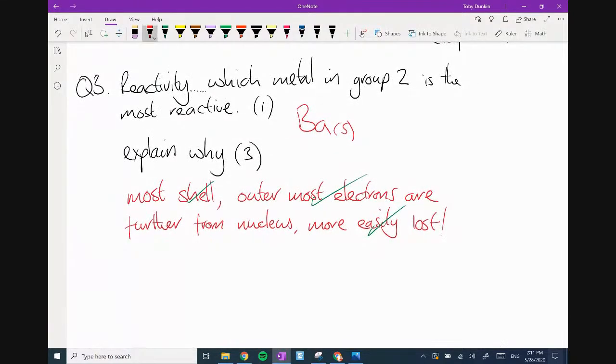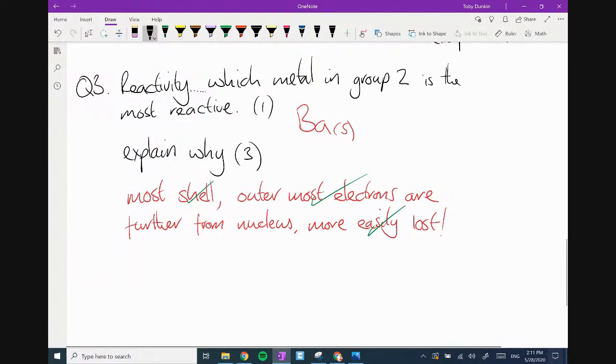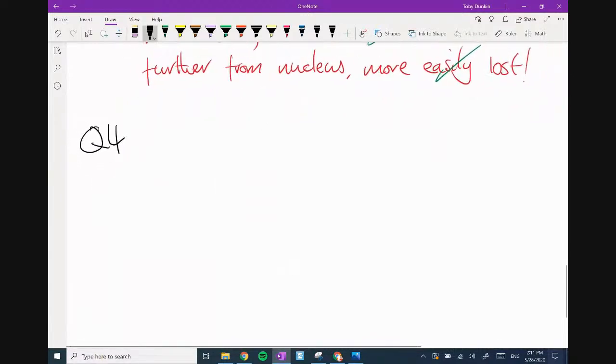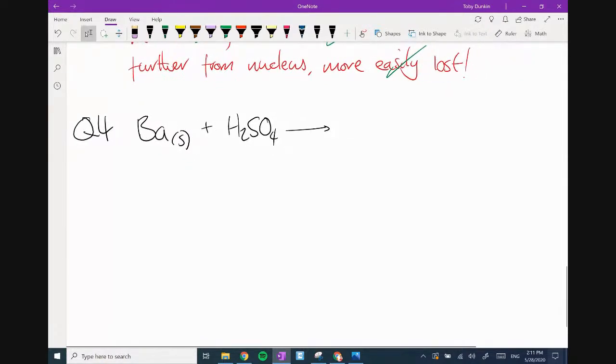So, question number 4. Barium metal plus sulfuric acid. First of all, can everyone give me the products of this particular reaction, please? Barium metal plus sulfuric acid. What am I going to make?